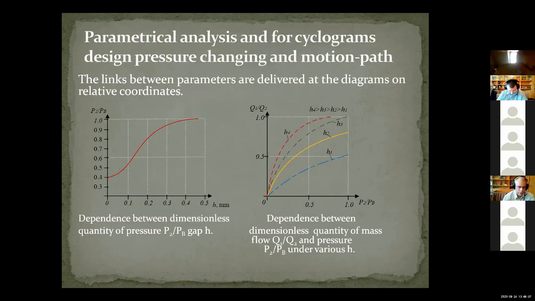The goal of parametrical analysis is elucidation of the mechanism of parameter interactions. Designations of parameters are shown in this figure. The links between parameters are delivered in these diagrams in relative coordinates. It is important to know how mass flow depends on pressure for different gaps when the vacuum contact device is under action. The dependence of relative mass flows Q1 and Q2 on pressure relation P2 and PB is represented in this figure.